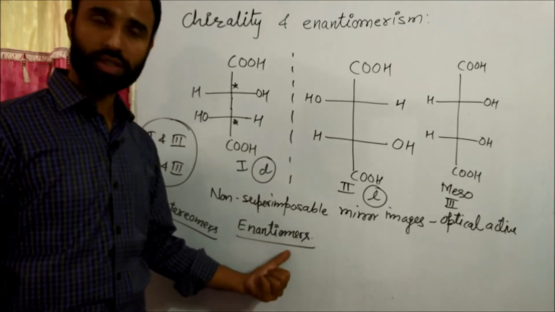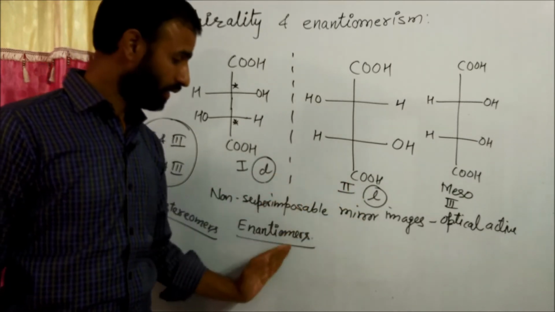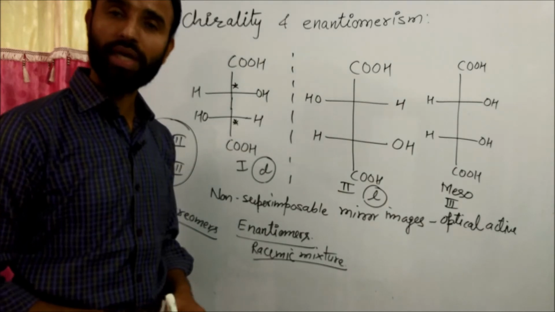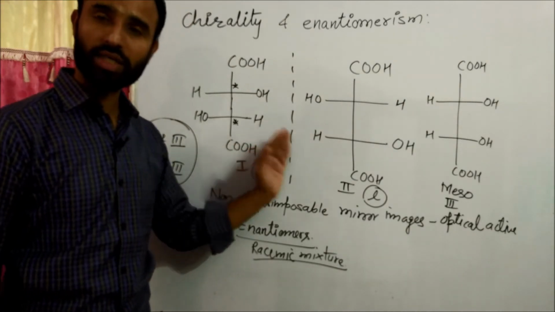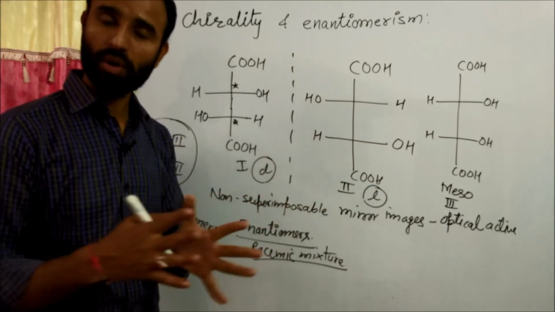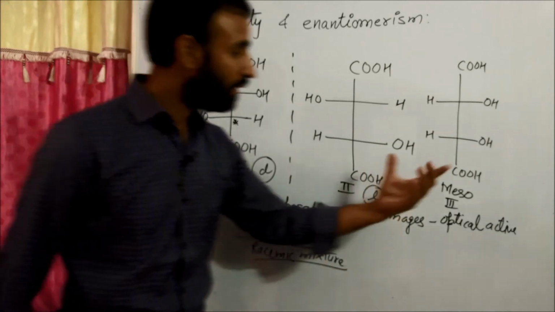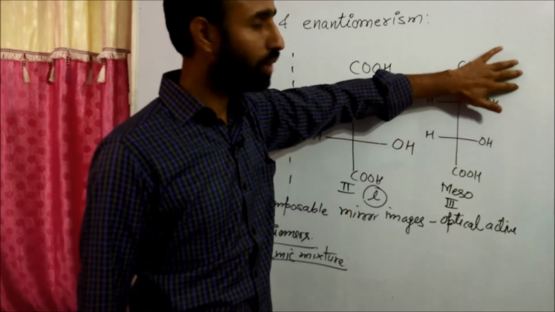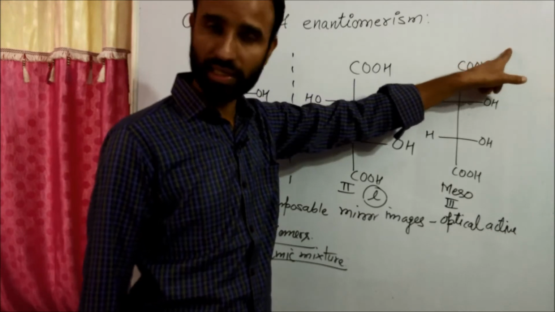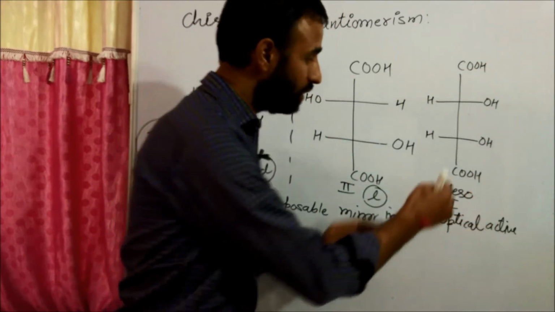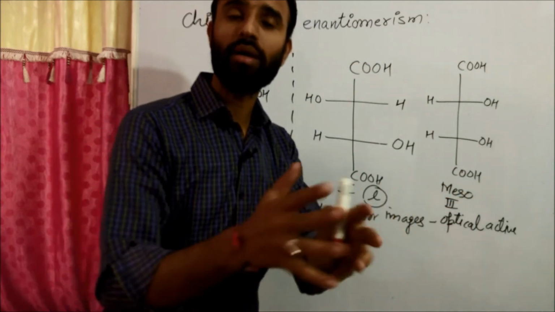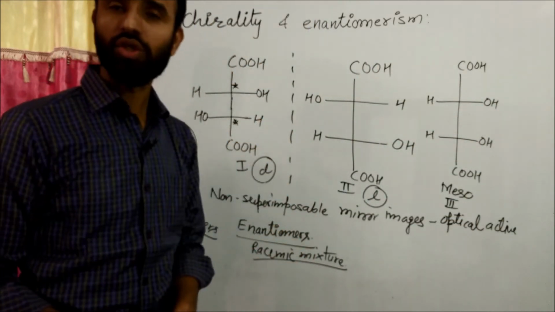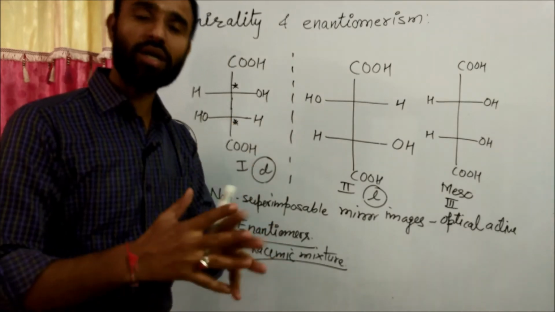An equimolar mixture of a pair of enantiomers is known as a racemic mixture, and a racemic mixture is optically inactive because one rotates to the right, the other rotates to the left by an equal amount, so the net rotation is 0. But a meso compound is also optically inactive; in this case, one part of the molecule rotates the plane of the polarized light to the right and the other part rotates to the left. It is optically inactive because of internal compensation. But the racemic mixture is optically inactive due to external compensation.